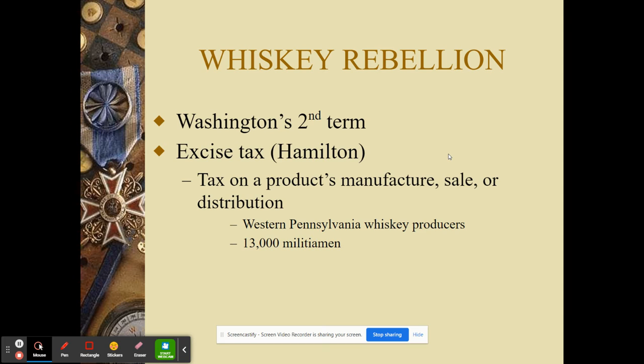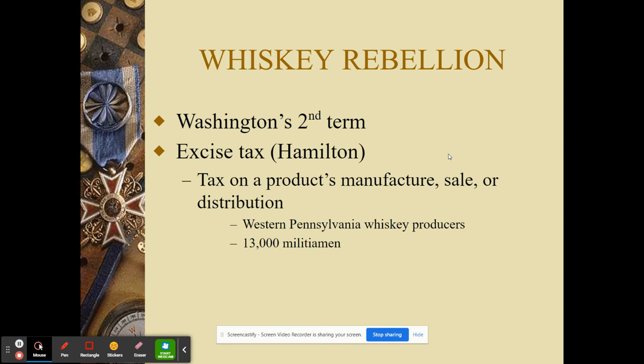So then we have the Whiskey Rebellion. The Whiskey Rebellion was an excise tax put in to help fund the government. And it was basically on corn whiskey, because many of these people producing over the mountains in the new territories were producing corn and transporting in the form of whiskey, which then became a tax.